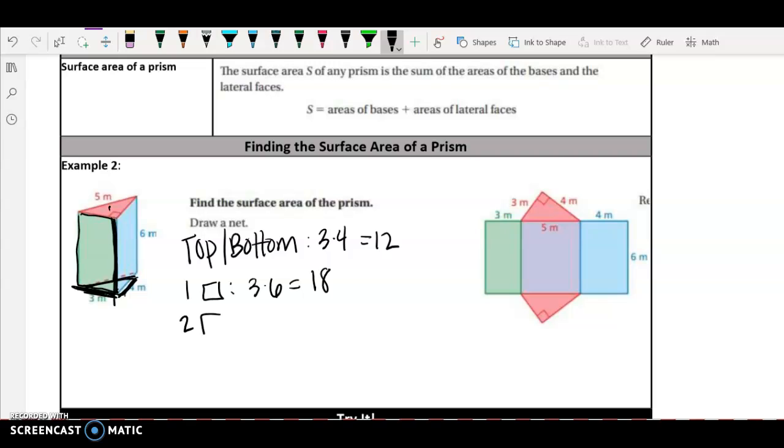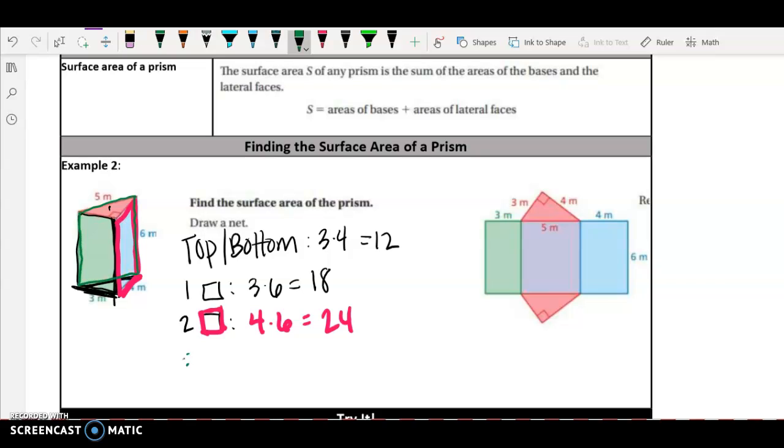My second rectangle, we'll do that in pink. It's going to be this side one back here. So I'm going over 4 up 6. So 4 times 6, we get 24. And then the last one I'll do in green. And sometimes the last one's the hardest one to see. But remember, this back side here is also a rectangle.